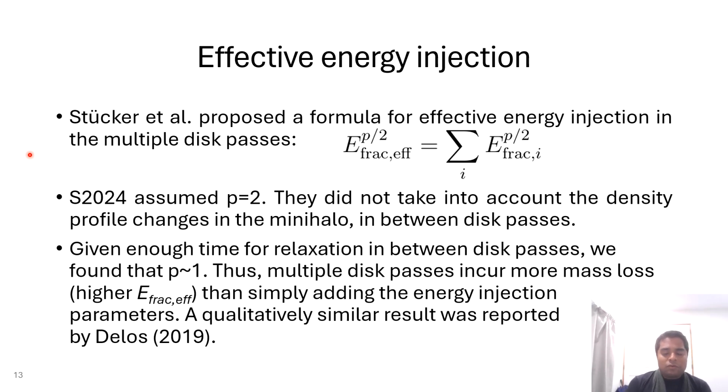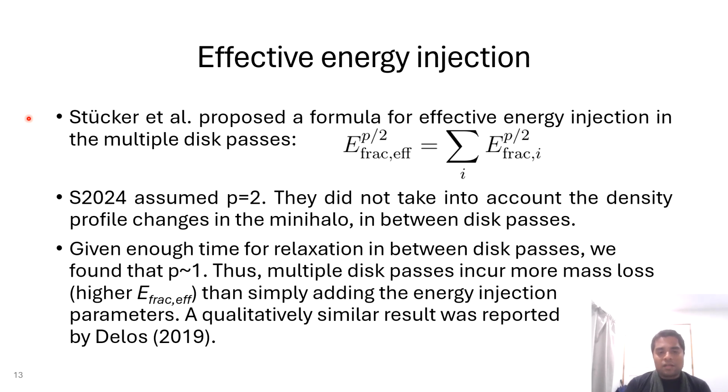Now, the S 2024 paper did not utilize this formula, but in doing their computation, they effectively assumed p was equal to 2. So p equals 2 gives a simple sum over here. And in doing so, they did not take into account the density profile changes that can take place in the minihalo during gravitational relaxation in between disk passes.